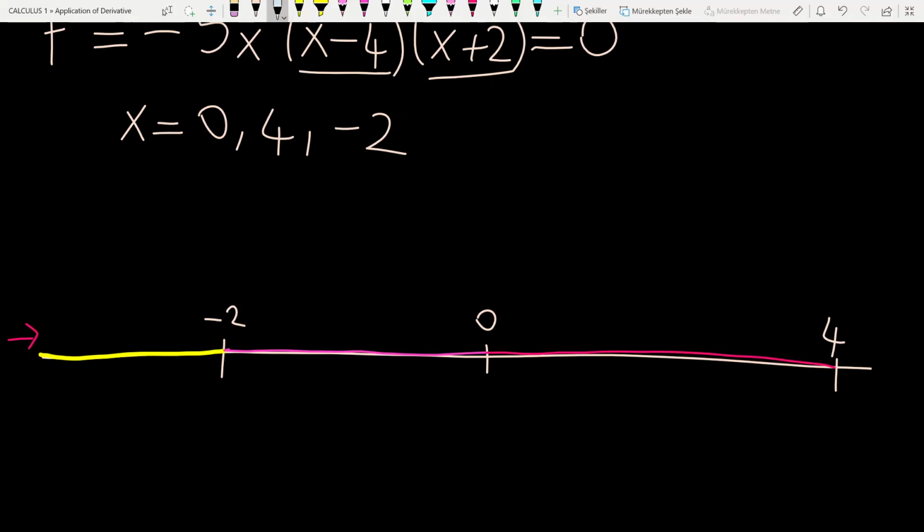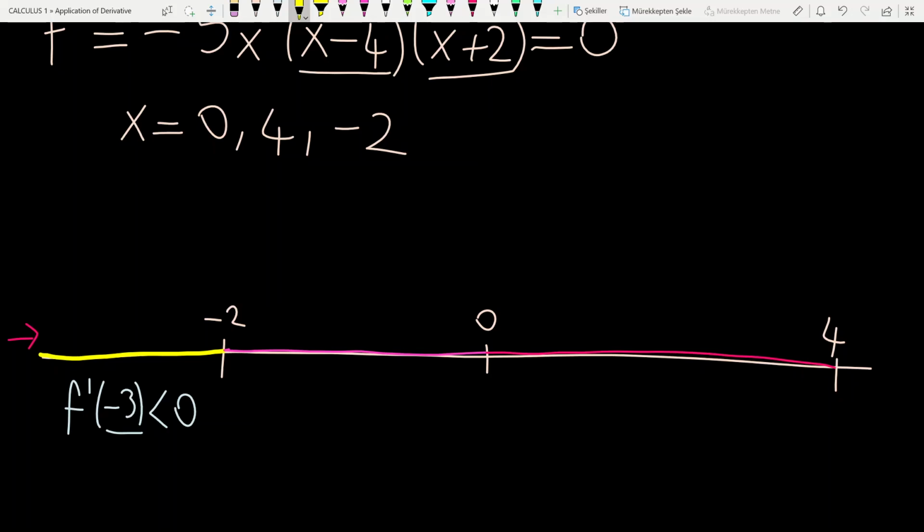I should have a test point. Let's pick a test point, let's say minus 3, right? Let's look at the value of f prime at minus 3. If you calculate, you will see that you have a negative number. The number itself is not important. The important test is the negativity or positivity of f prime at this point. Since f prime at this point is negative, it means f prime is negative for each point on this yellow interval.